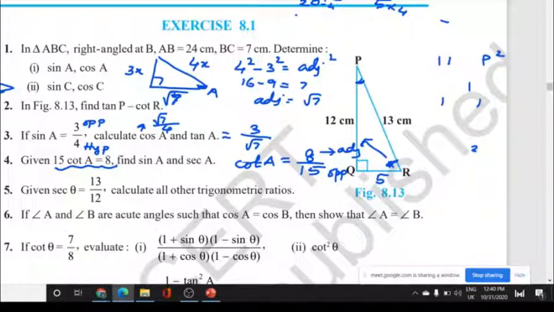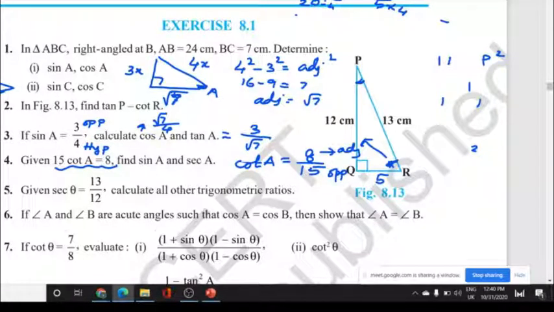Sec theta is equal to hypotenuse by adjacent. Now sec theta is given as 13 by 12. What does that mean? 13 is the hypotenuse, and 12 is the adjacent side. We have to find the opposite.